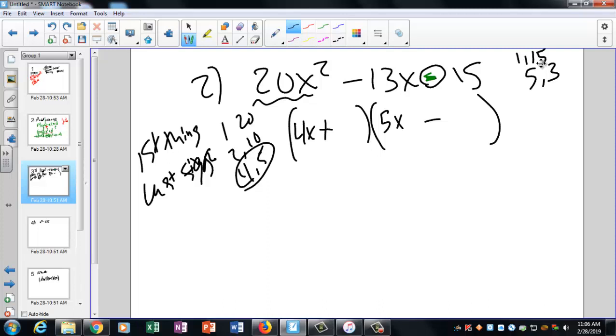Now, I'm going to choose the numbers closest together. They tend to work more often than not.